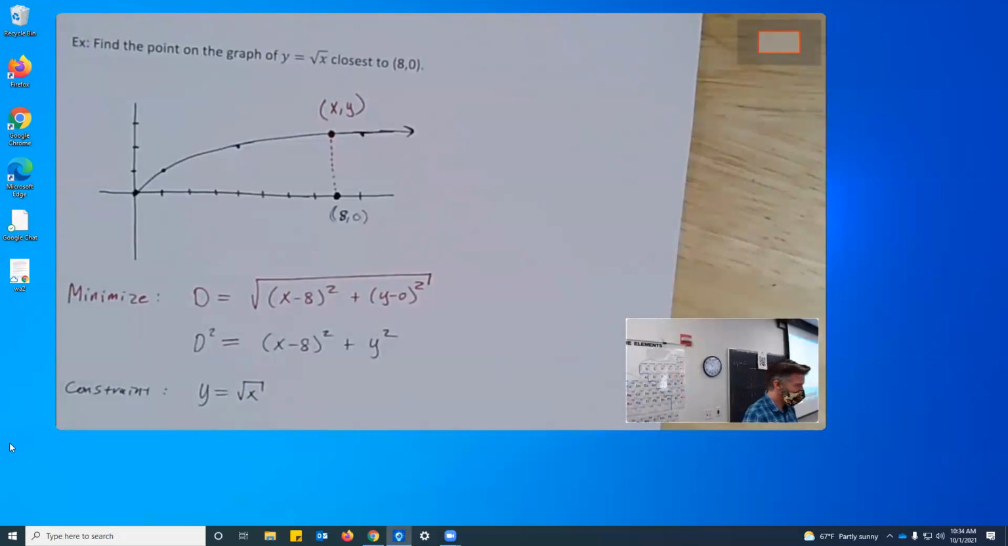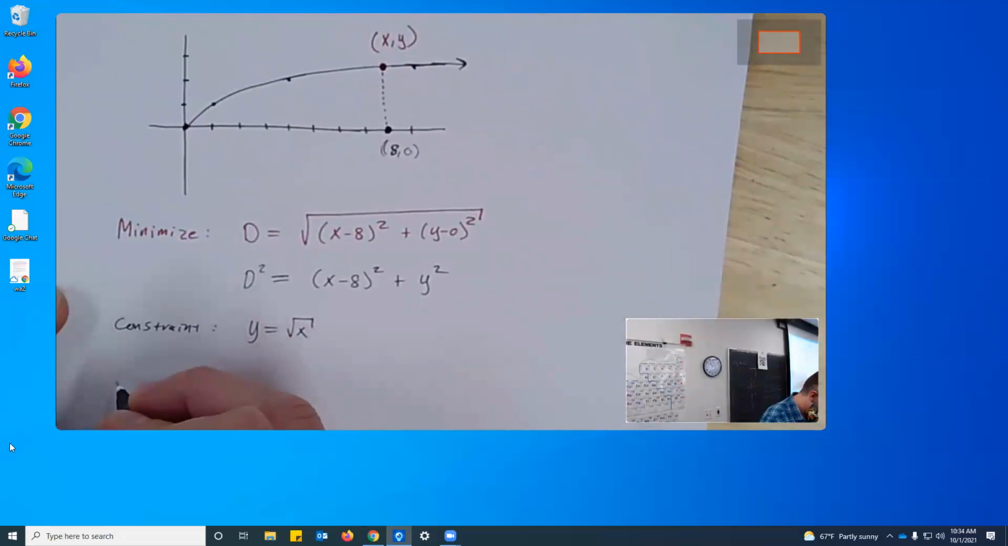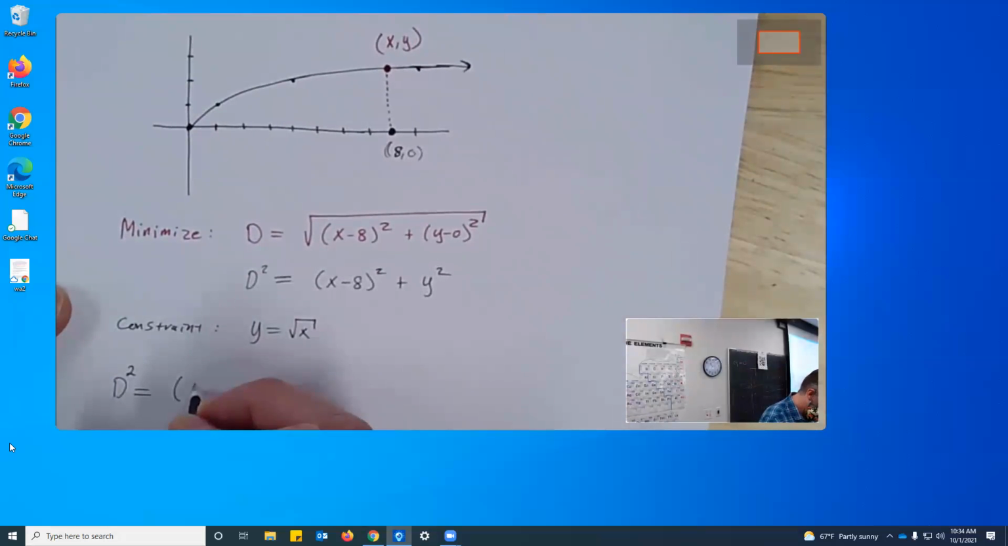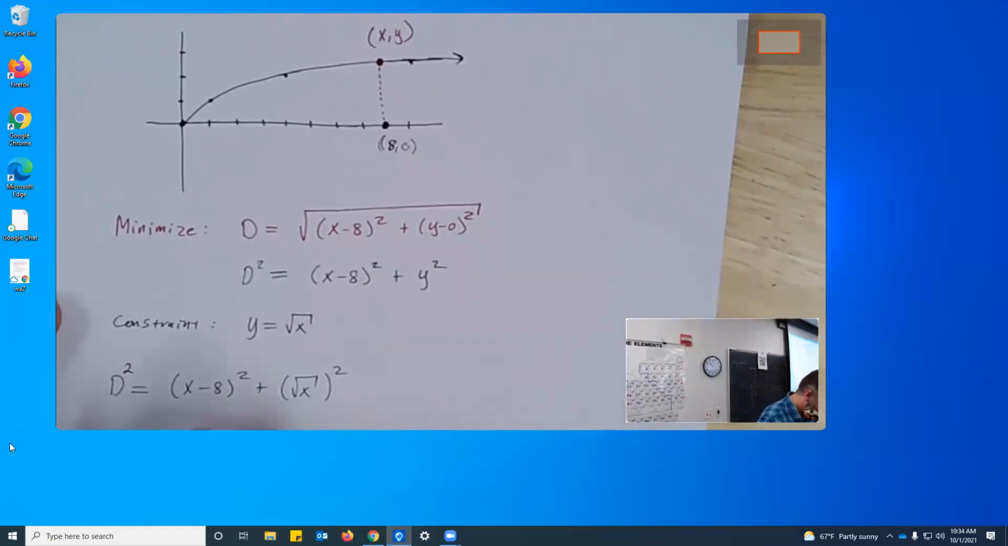And then we can substitute that in to the thing we're trying to minimize. So now our distance squared is x minus 8 squared plus the square root of x squared. And the square root of x squared is just good old x. So let's simplify this a bit.